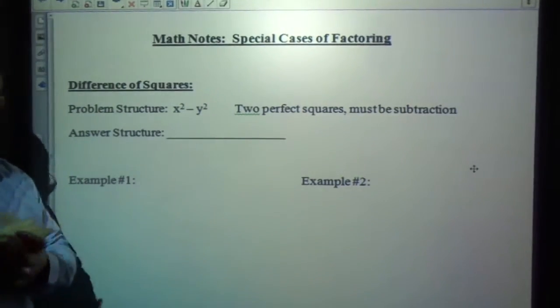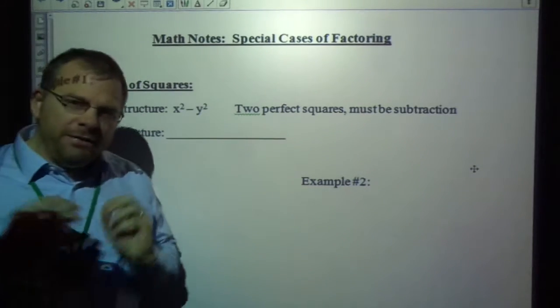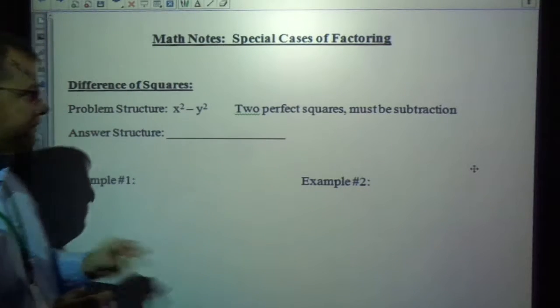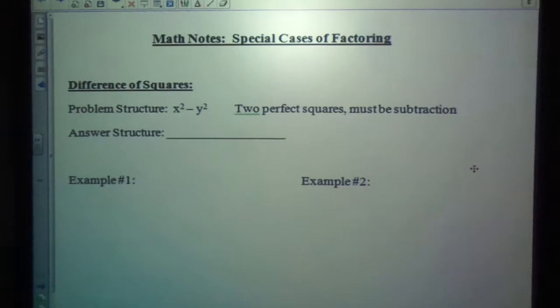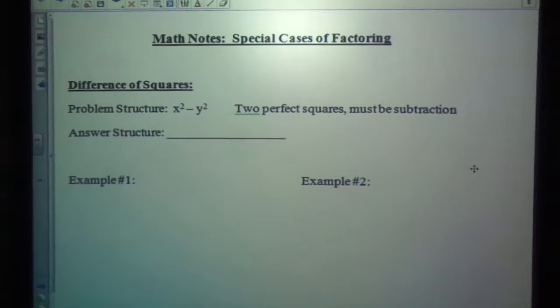Today we're going to look at two special exceptions to look for, because if you can find this structure in the problems, the answer comes very quickly. The first one is called the difference of squares. What this really means is a difference of two perfect squares. Difference, remember, in math means subtraction. So if we have difference, that means we're looking to have subtraction. And then perfect squares are things that you could take the square root of.